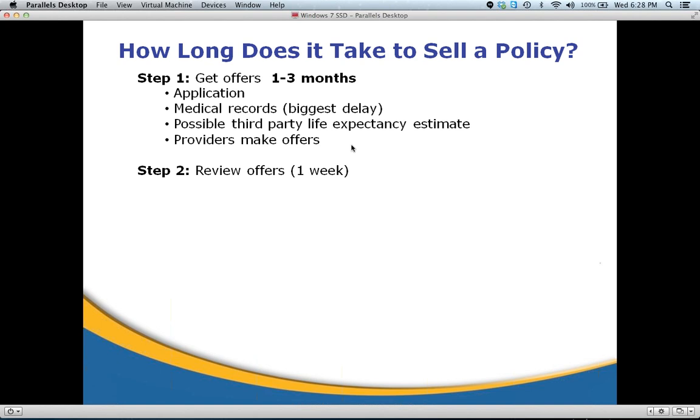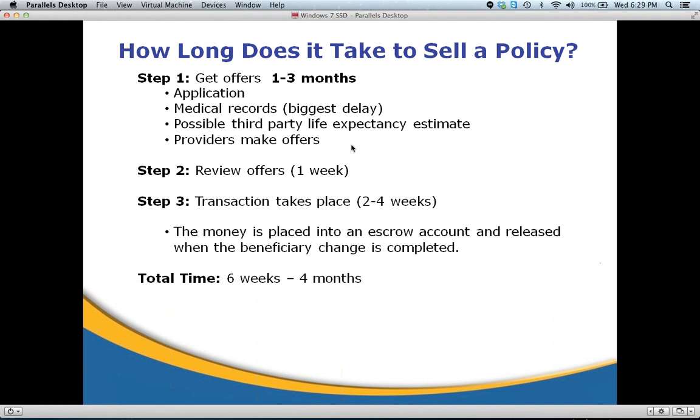Step 2 is review the offers. So once the offers come back in, your agent will sit down with you and help you understand what you're looking at and decide what you want to accept. And then step 3 is you're going to do the transaction, which could take anywhere from 2 to 4 weeks, just depending on how quickly you make decisions and get the paperwork done.